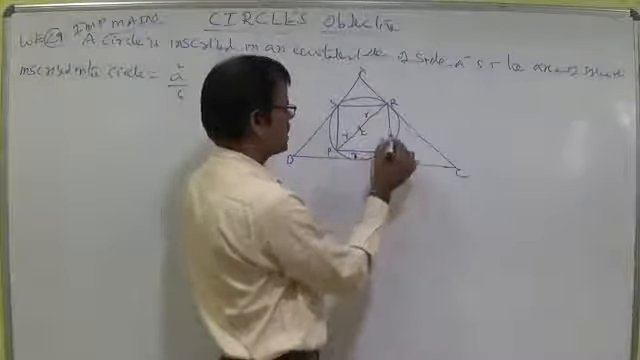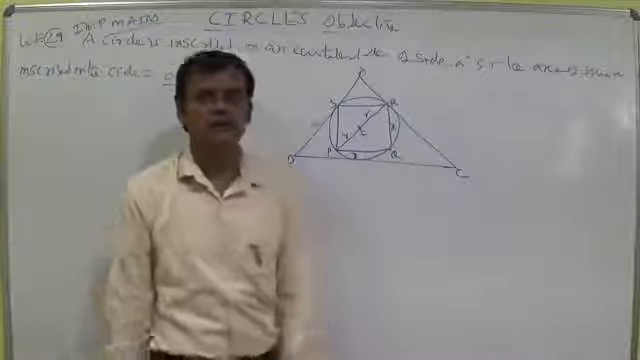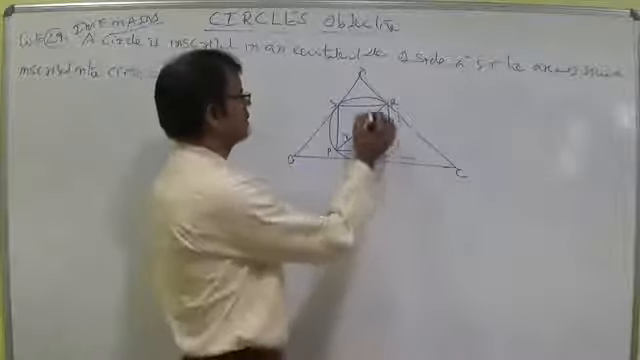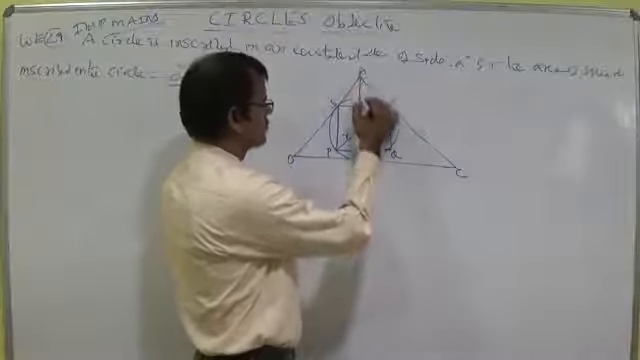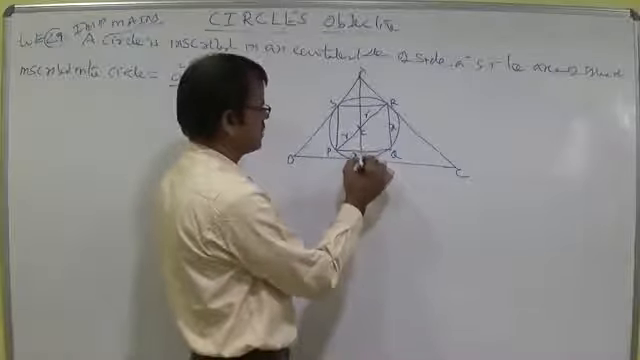Let the side of the square be x. We should calculate the area of the square. Join like this. Put here a D.